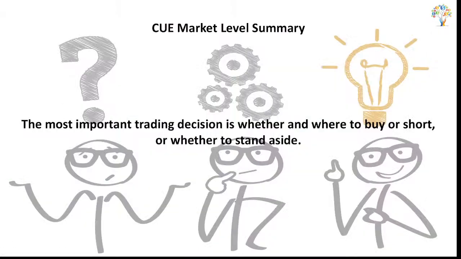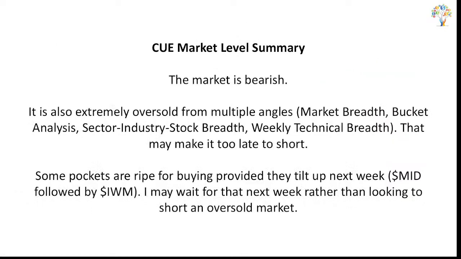Market summary. The most important trading decision is whether and where, which pocket for example, to buy or short, or whether to stand aside. What is that view today? Q market level summary: the market is bearish. No other way of putting that. It is also extremely oversold from multiple angles.